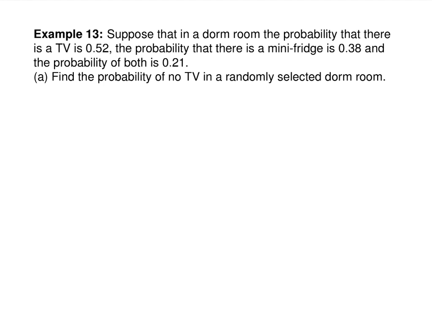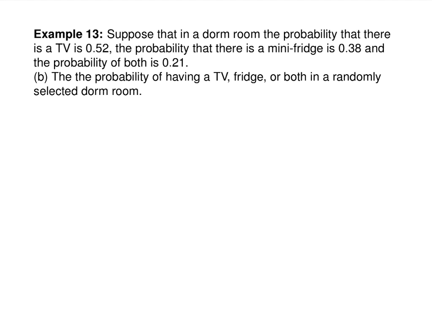All right, suppose that in a dorm room, the probability that there is a TV is 0.52, the probability of a mini fridge is 0.38, and the probability of both is 0.21. So find the probability of no TV in a randomly selected dorm room. 0.48, which is 1 minus 0.52. That's just the basic complement rule, right?